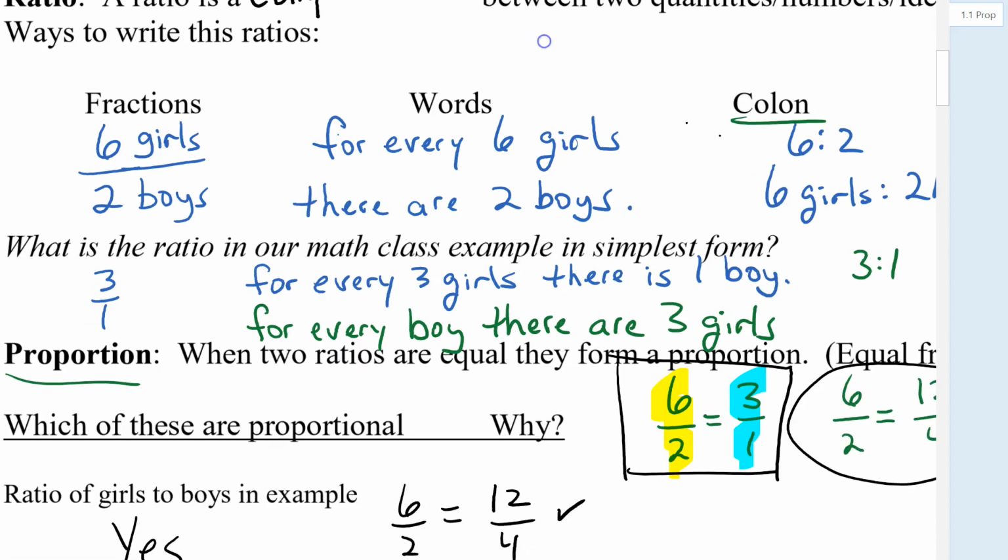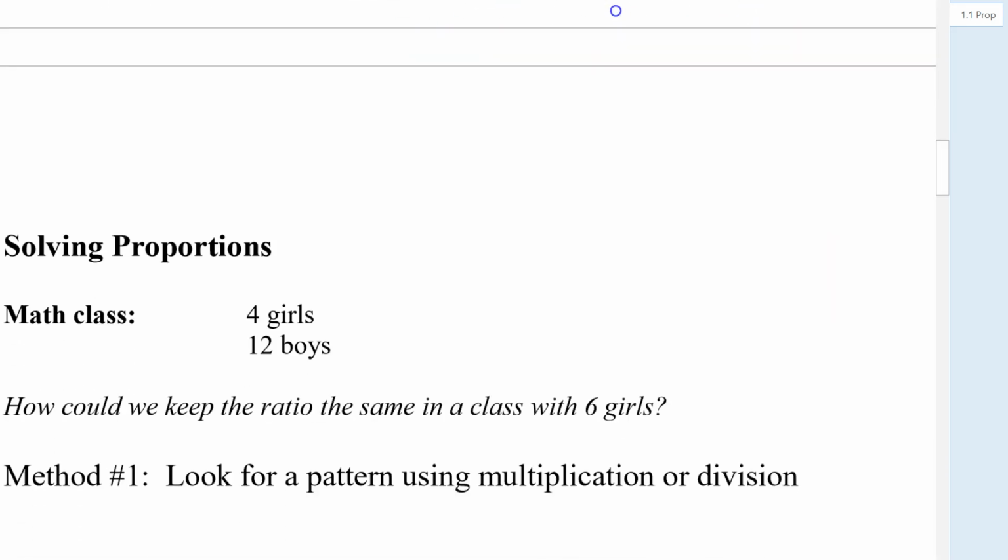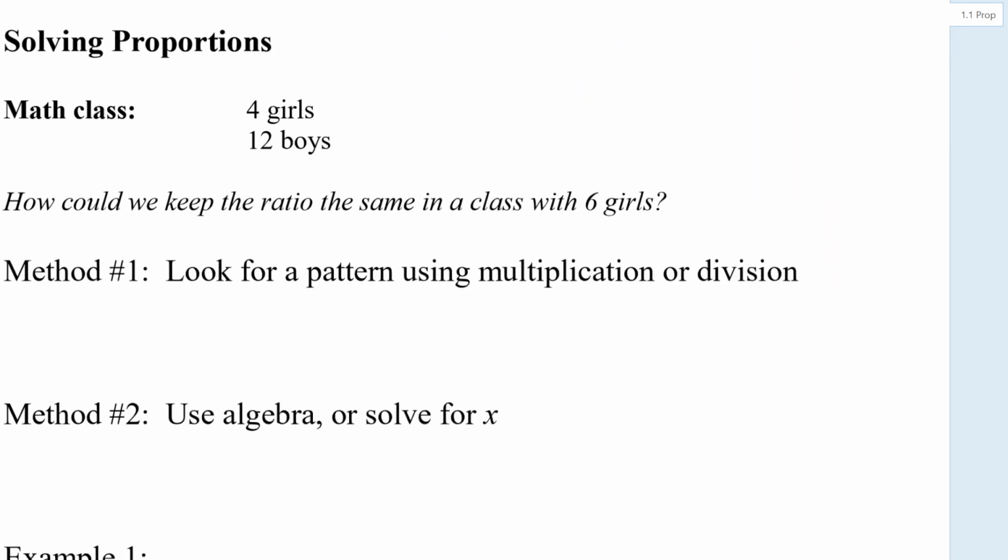Okay, let's take a look at that next page. I'm still using an example of a math class. This one's slightly different. I've got 4 girls and 12 boys. It says, how could we keep the ratio the same in a class with 6 girls? I could say like this, and we're going to have a 6 on the top, 6 girls, and we don't know how many boys, some number on the bottom.